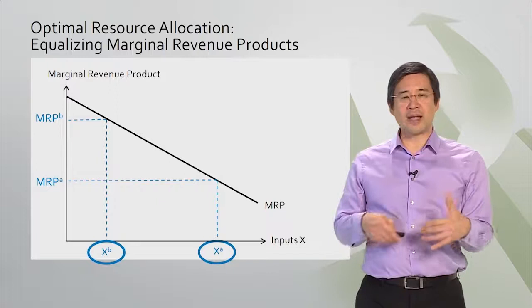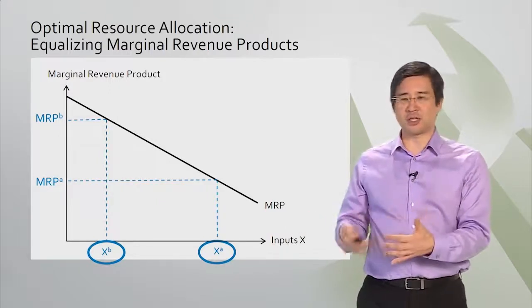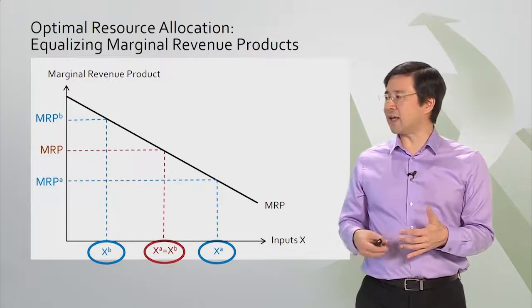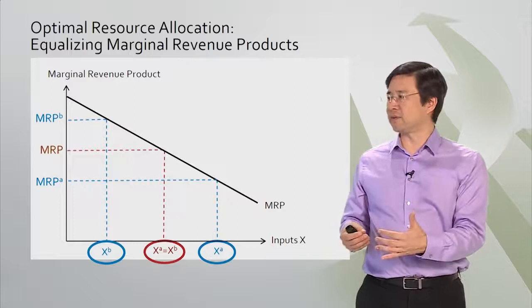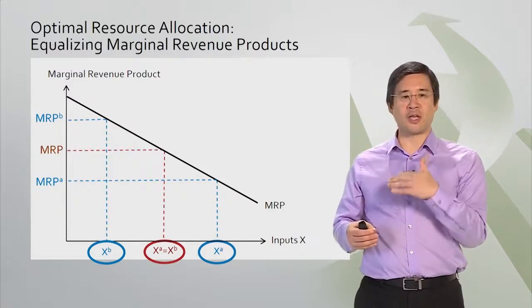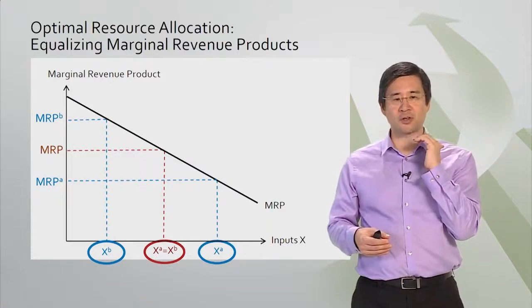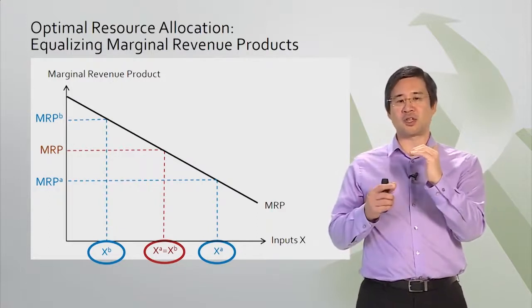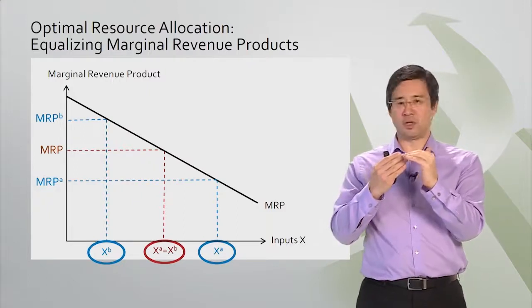And to maximize efficiency, if these two firms are identical in their technologies, we should allocate the exact same amount of inputs to each of the firms to the point where they have the same marginal revenue product. Only when the marginal revenue products are the same is it the case that there's no gain from reallocating resources from one firm to the other.